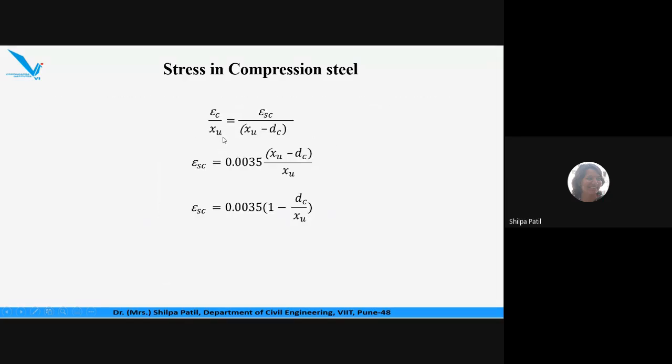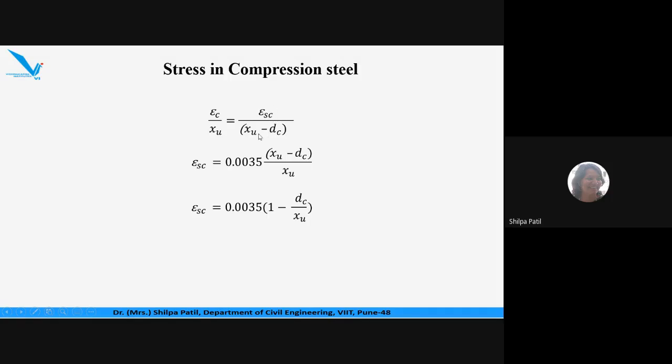Epsilon c upon xu is equal to epsilon sc upon xu minus dc. Epsilon c is the strain in the concrete and its value is fixed. We already know that it is 0.0035, so I am simply putting that value over here, 0.0035. We are interested in finding the epsilon sc value.